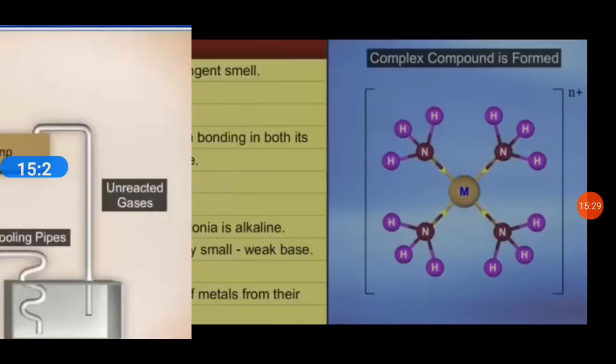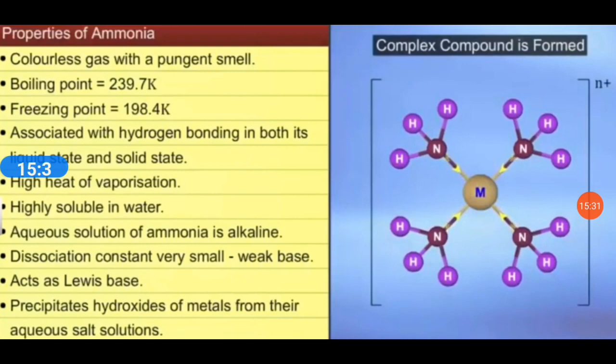Then some properties of ammonia. It's a colorless gas with pungent smell. Boiling and freezing points are given. Then hydrogen bonding is there. Liquid and solid state both exist. High heat of vaporization, highly soluble in water.